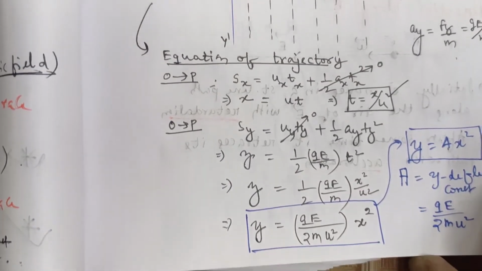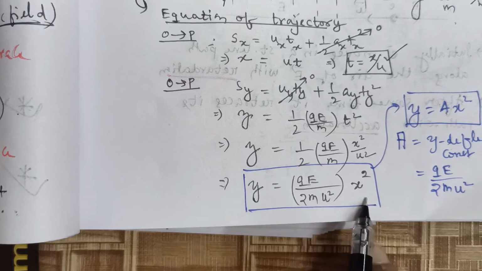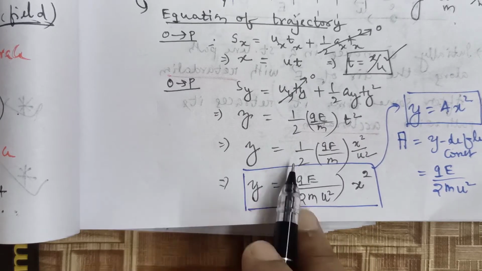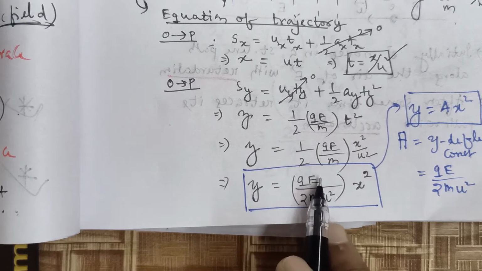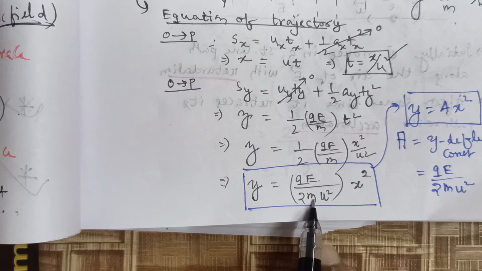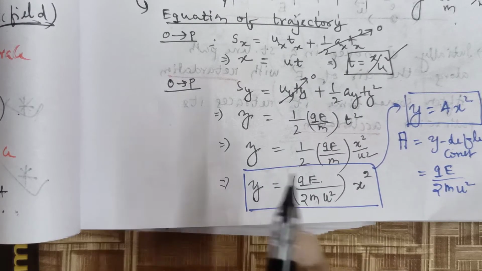Now the formula is written in this manner: y equals qE by 2m u square, whole into x square. That means these are the constant terms. When a charged particle moves, there is no change in the given electric field, meaning E is constant. Mass of the charged particle is constant. Initial velocity of the charged particle is constant. Only x and y will be changing.